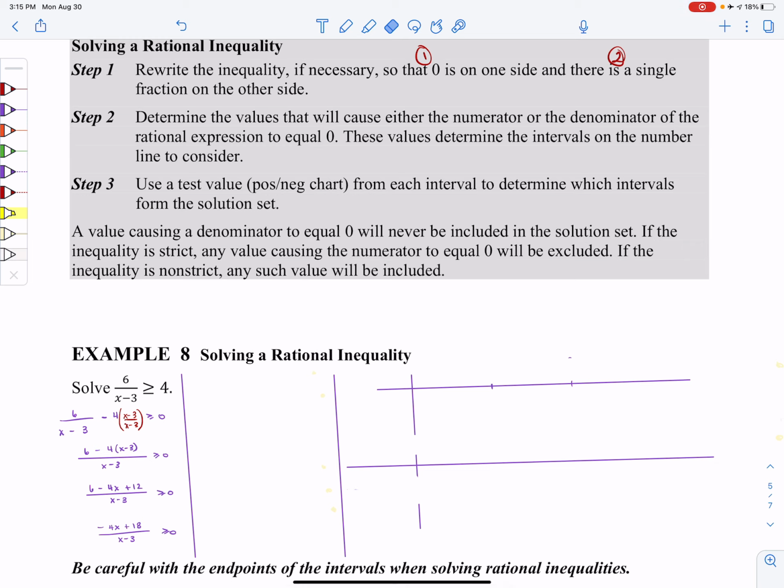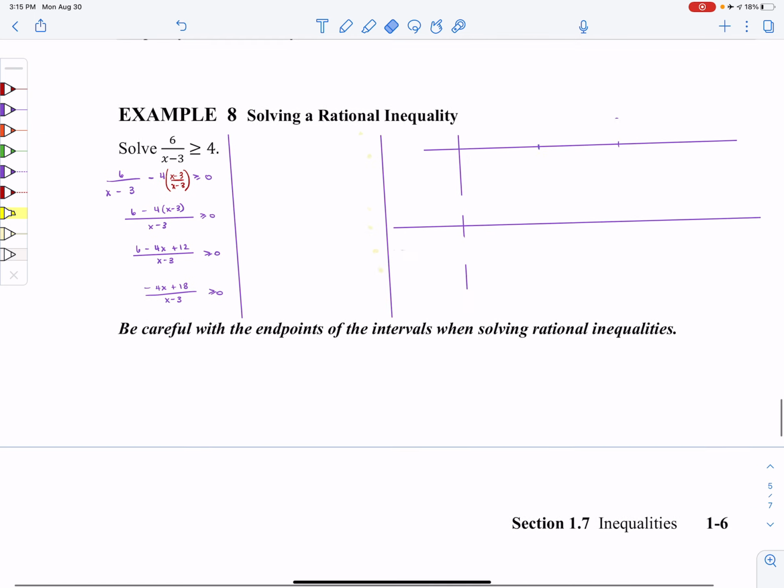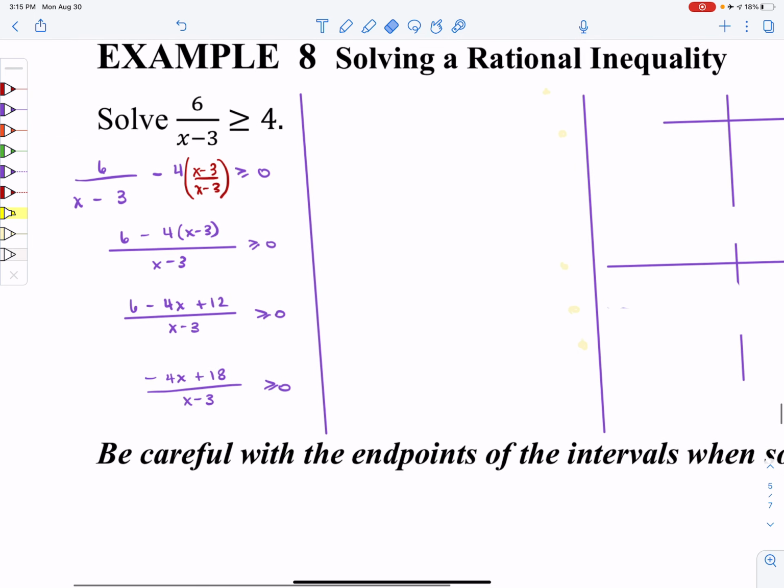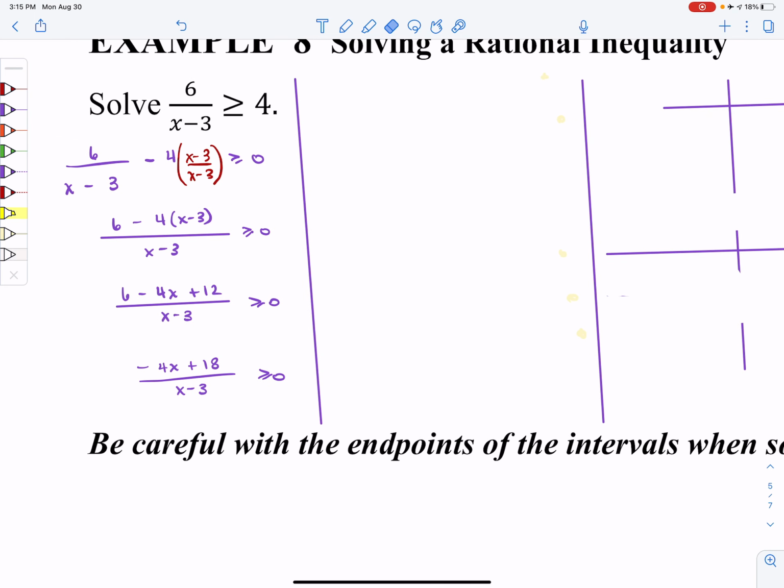Step number 2 says determine the values that will cause either the numerator or the denominator to equal 0. These values will help us with our intervals on the number line. All right, so take a look. We want to find out what makes the top equal to 0. And we also want to find out what makes the bottom equal to 0. So we just solve these little mini equations. It's a lot like solving the factors in the last video.